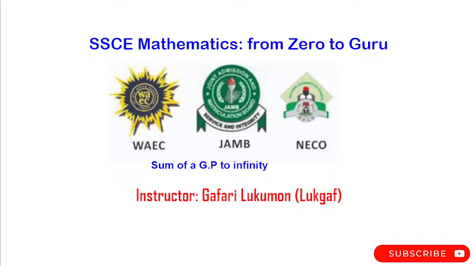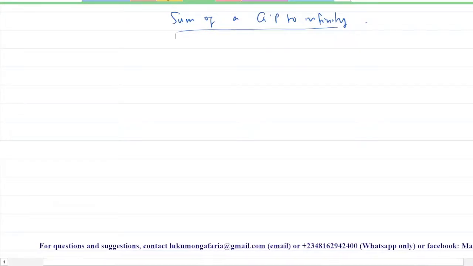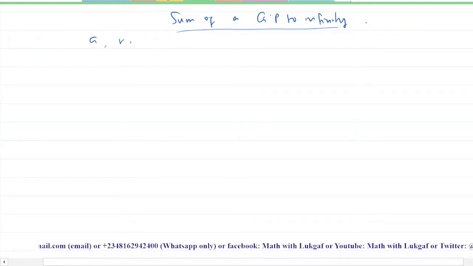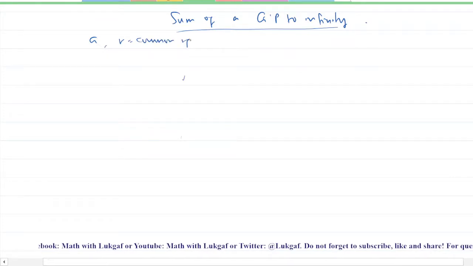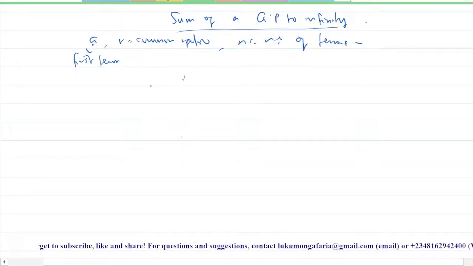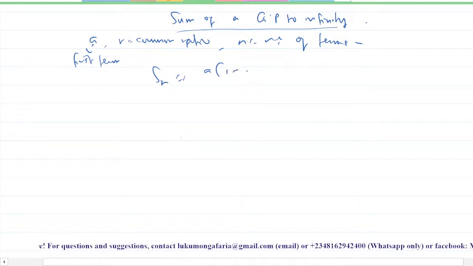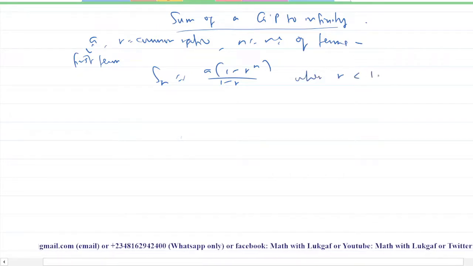In the last video, I explained how you can find the sum of a GP, and I gave you two formulas. One is when your R is greater than 1 and the other is when your R is less than 1. Given that A is the first term, R is the common ratio, and N is the number of terms, I said your sum is A into 1 minus R to the power N, divided by 1 minus R, when R is less than 1.